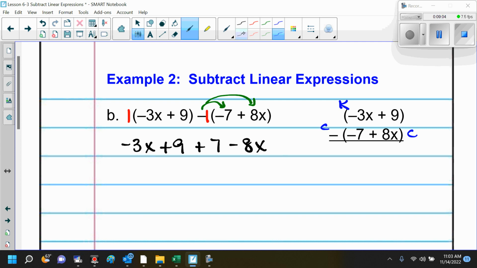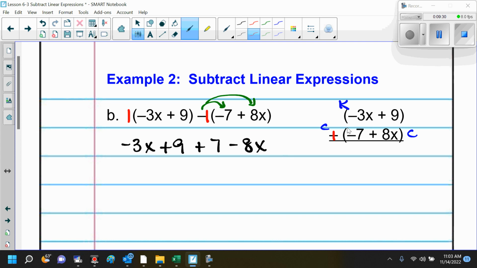On this side, we're going to keep, change, change. Right? So that first expression stays the same. The subtraction becomes addition, and everything inside the parentheses becomes the opposite. So the -7, oh, look what's happening here. Can I leave this like that? Are those the same? Ooh-wee, good catch, good catch.